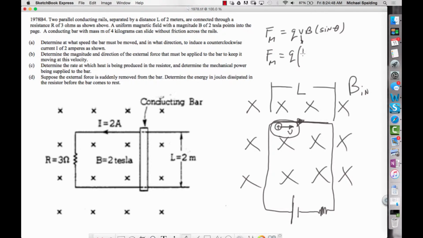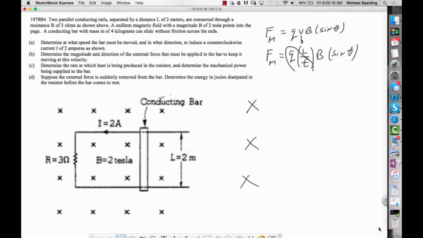What's the definition for velocity? Basically, length over time, right? If you take L, which is the distance from here to there, and divide by the time, that's velocity. Velocity would be L over T, and then there's B, and then there's sine theta. Now, what is Q over T? Q over T is current. So this is where we get the equation we're going to use in this problem. If it's current in a wire, Q over T is I. It becomes ILB sine theta.